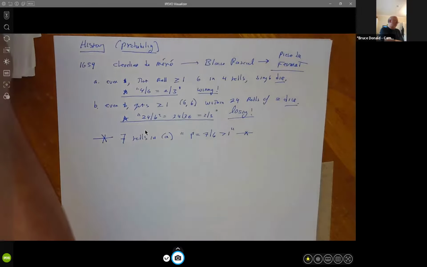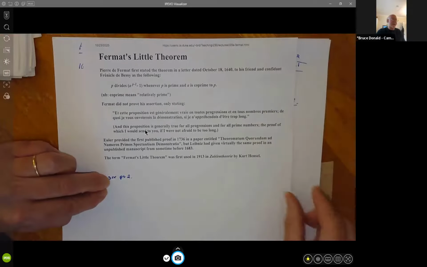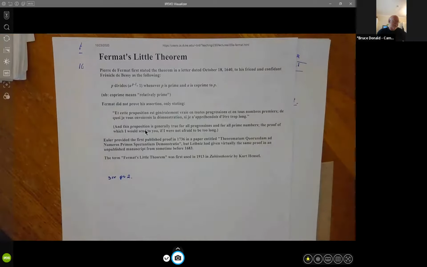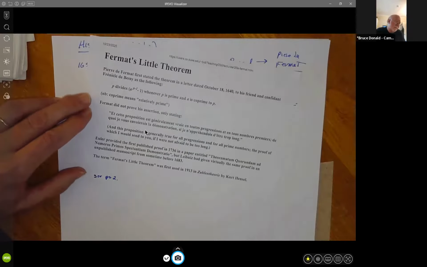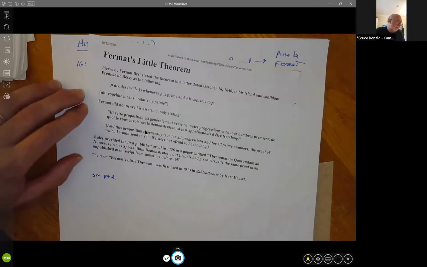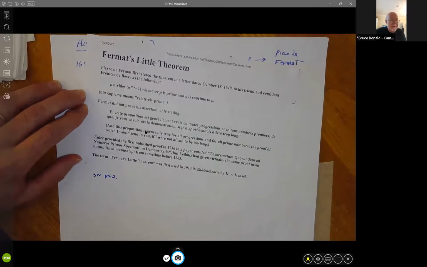Finally, let's do a little mathematical culture here. Fermat's a pretty famous guy. You've actually already encountered him in problem set 2, Fermat's little theorem, which we actually used some there. One thing you might not know is how he argued for this. So when he did this, he wrote a letter to his friend, de Bessy, right? And what he wrote here was, "Et cette proposition est généralement vraie en toute progression et tout nombre premier, de quoi je vous envoie la démonstration si je n'avais peur d'être trop long."